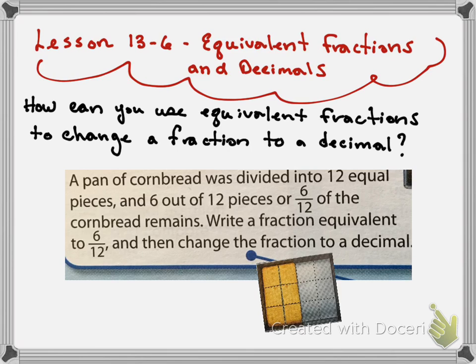So the question that we are going to focus on tonight would be, how can you use equivalent fractions to change a fraction to a decimal? And here's one of our word problems that we're going to focus on and see if we could try to answer this question. A pan of cornbread was divided into 12 equal pieces, and 6 out of the 12 pieces, or 6/12 of the cornbread, remains. Write a fraction equivalent to 6/12, and then change the fraction to a decimal.